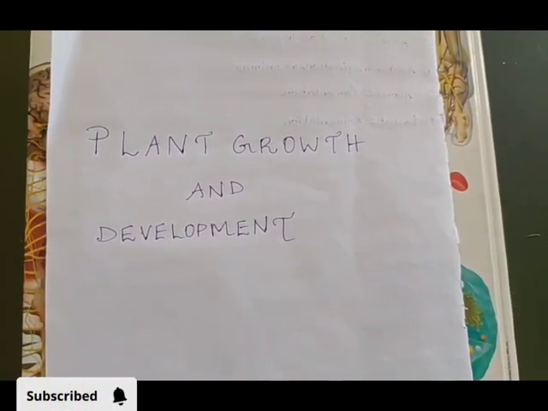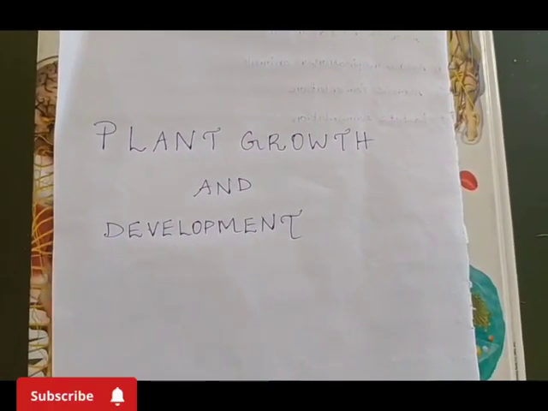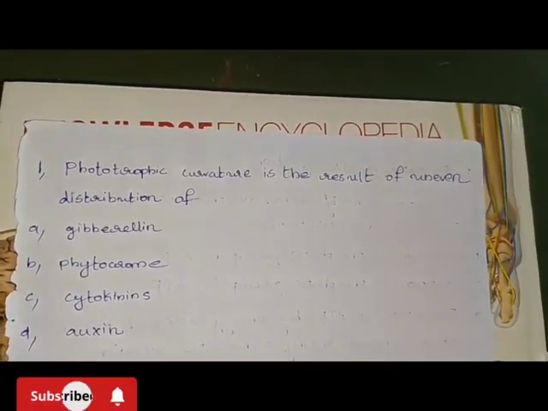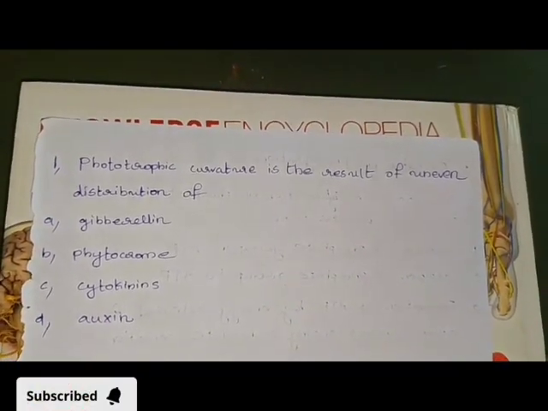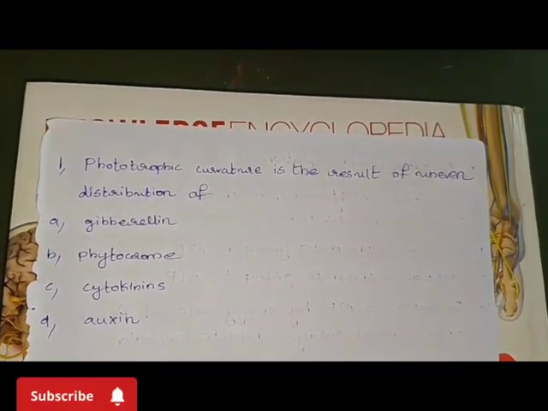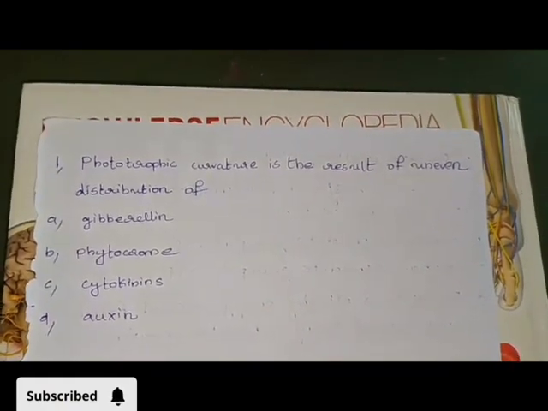The important MCQs from the chapter Plant Growth and Development. Phototropic curvature is the result of uneven distribution of: A. gibberellin, B. phytochrome, C. cytokinin, D. auxin. Answer: option D, auxin.